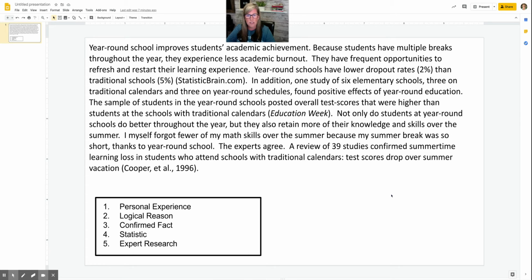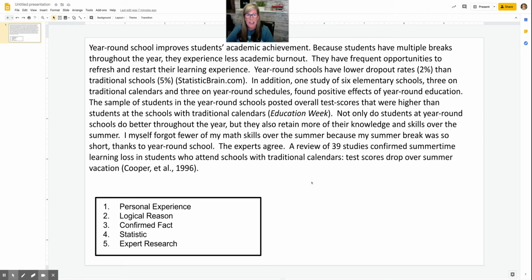Not only do students at year-round schools do better throughout the year, but they also retain more of their knowledge and skills over the summer. I myself forgot fewer of my math skills over the summer because my summer break was so short, thanks to year-round school. The experts agree. A review of 39 studies confirmed summertime learning loss in students who attend schools with traditional calendars. Test scores drop over summer vacation.